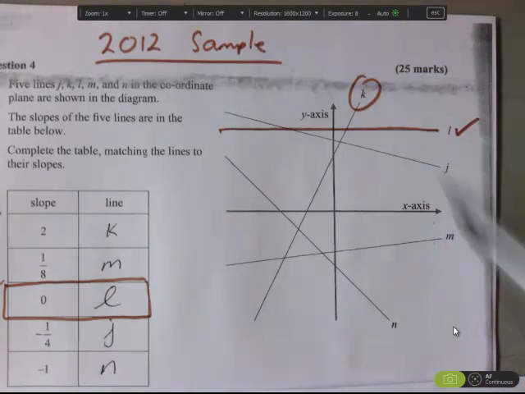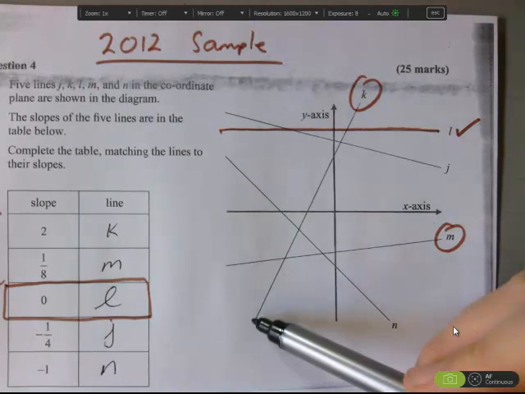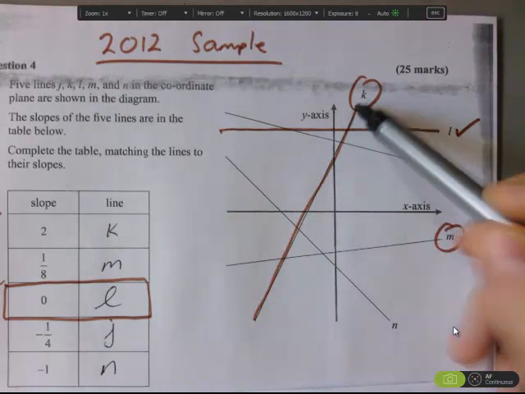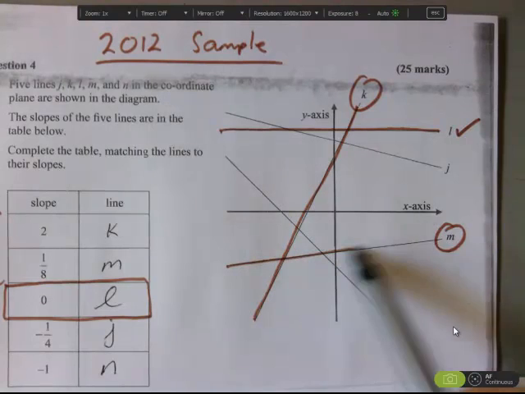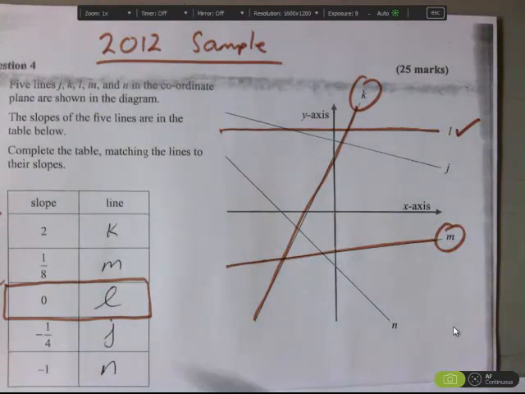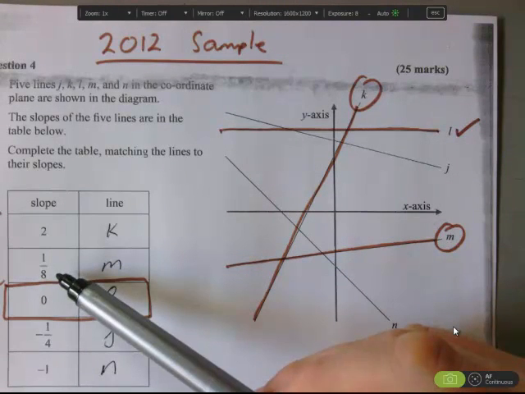That would be K and M. I just have to make a call now on which one is steeper, this one or that one, and then decide, am I going to put it with 2 or put it with 1/8.